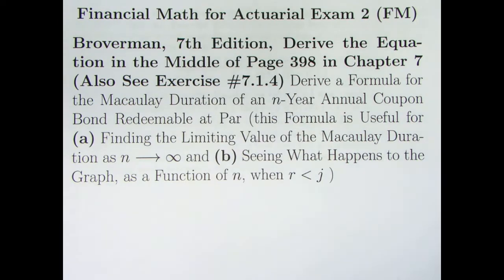And we'll see that this formula turns out to be useful for two things. First of all, finding the limiting value of the Macaulay duration as n goes to infinity. And secondly, and even more subtly, and more importantly for practical applications, seeing what happens to the graph as a function of n when r is less than j, especially when the coupon rate is less than the yield rate, and especially for extra emphasis when they're really far apart. If the coupon rate is a lot less than the yield rate, then the behavior that we're going to talk about here is more extreme.